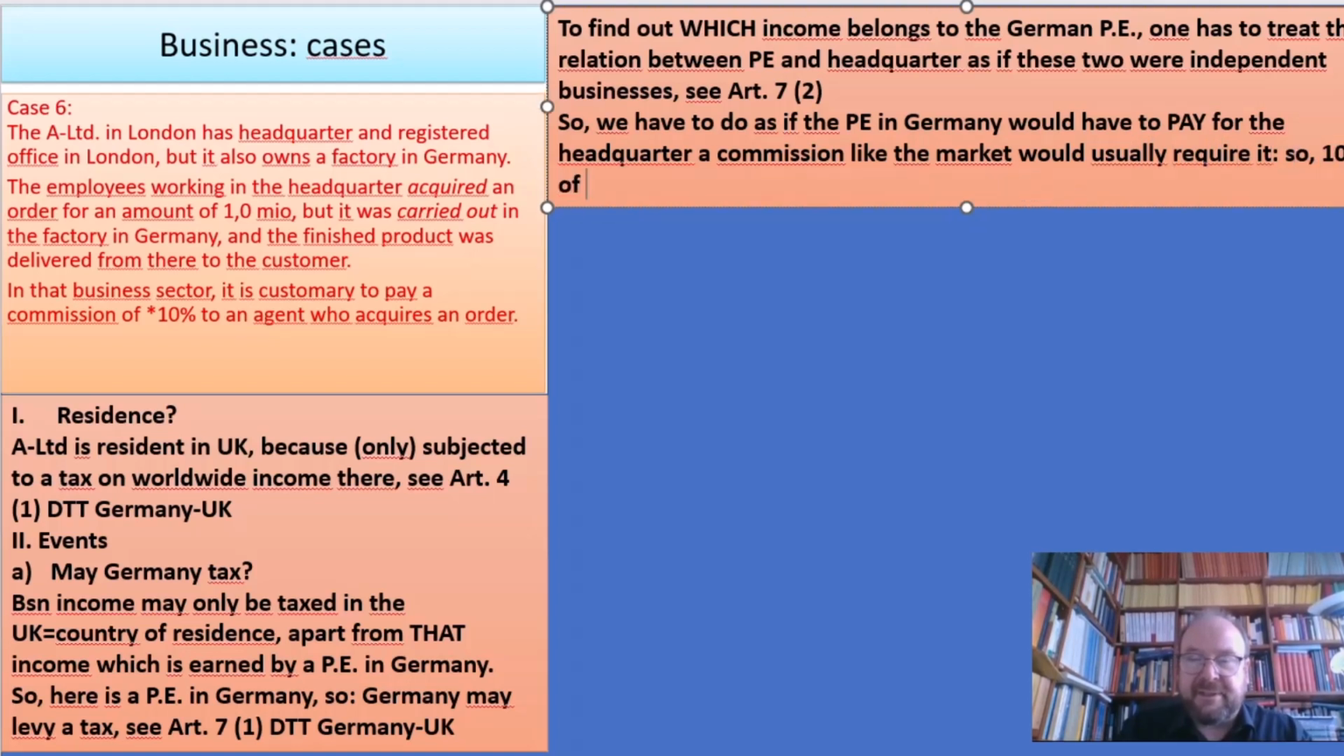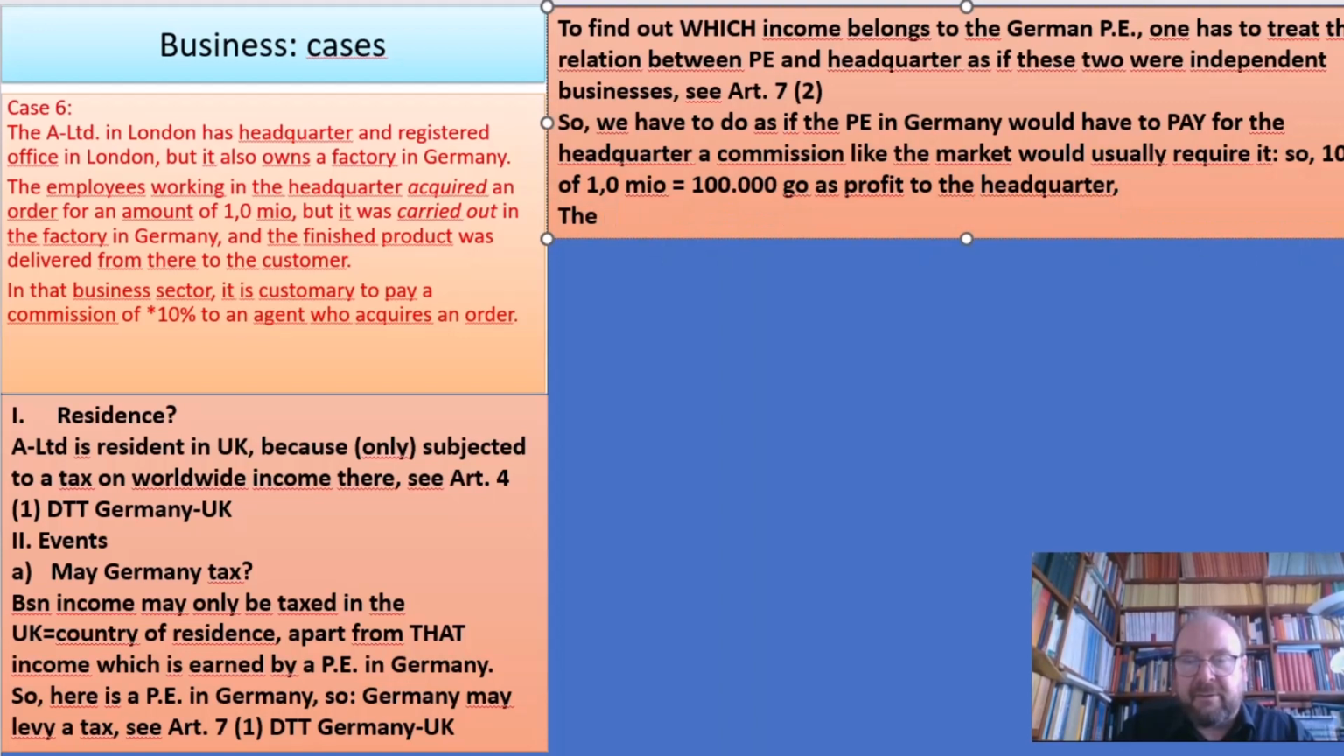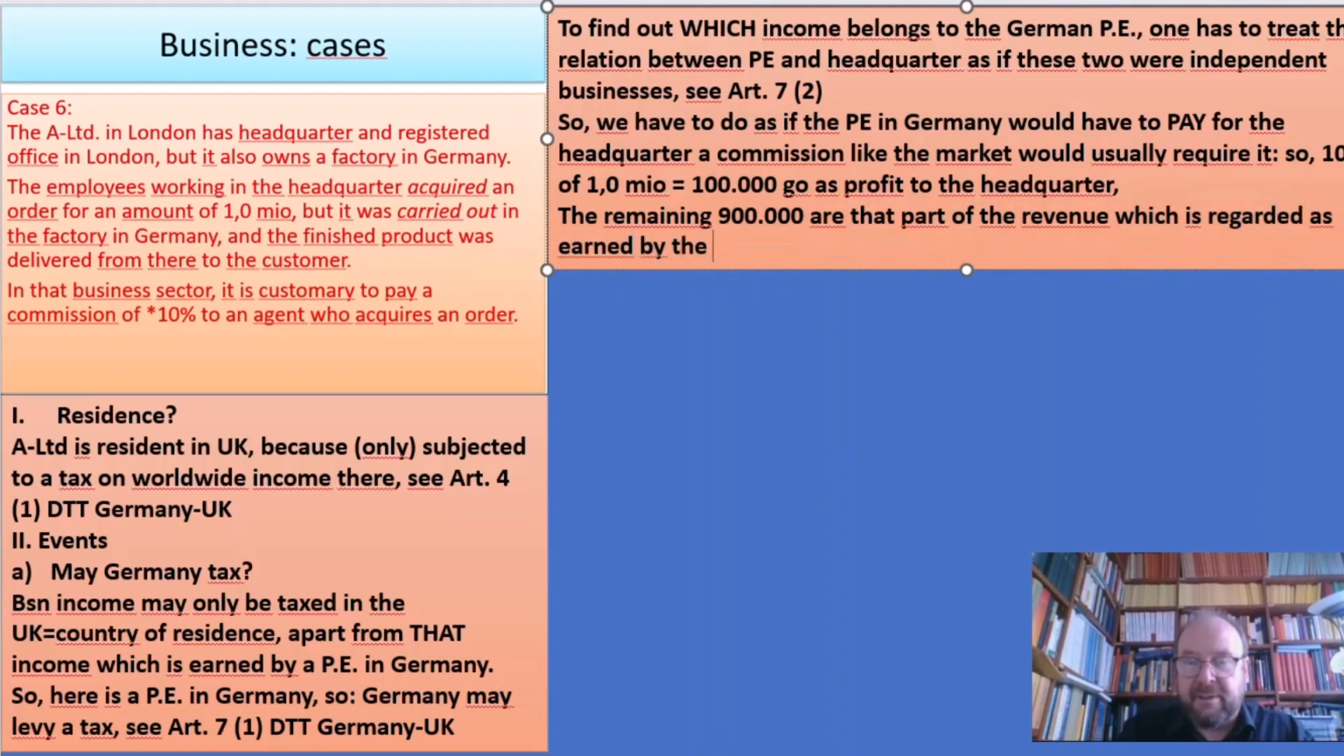So 10% of 1 million, that's 100,000, go as profit to the headquarter. The remaining 900,000 are that part of the revenue which is regarded as earned by the PE in Germany, which fulfilled the order. Okay.